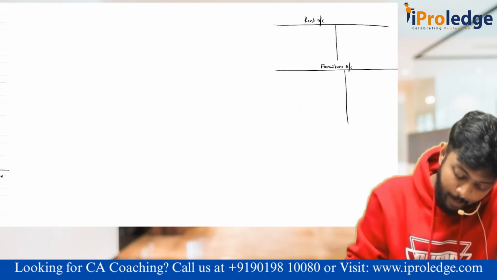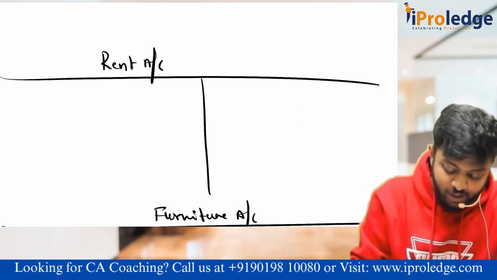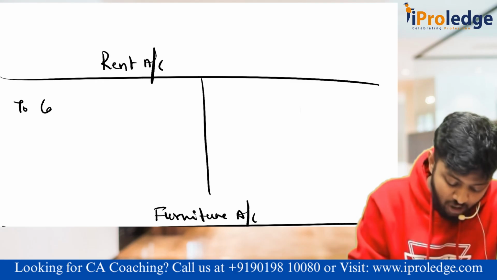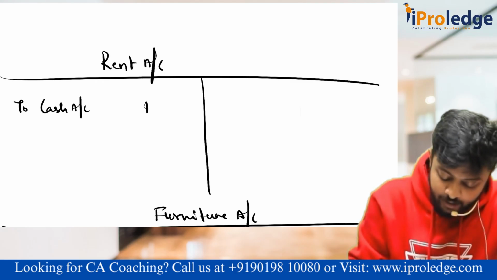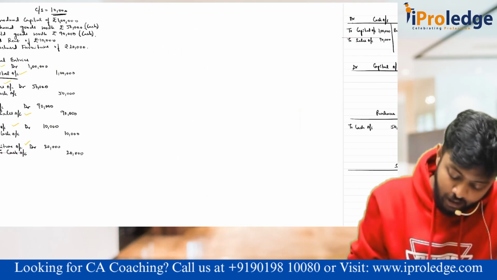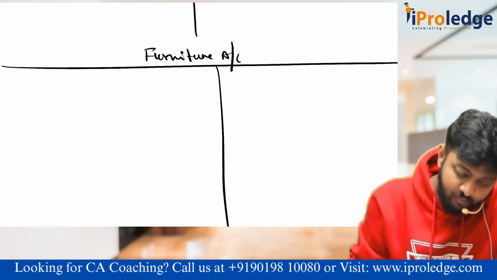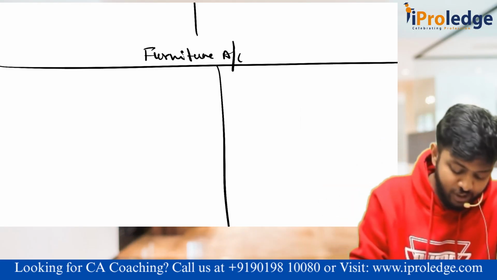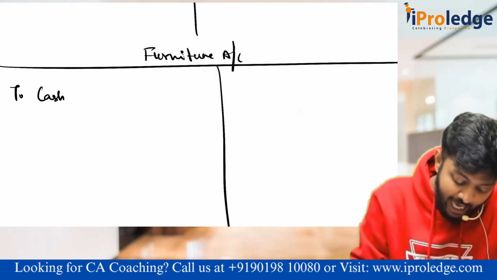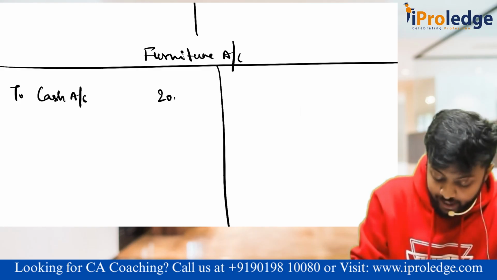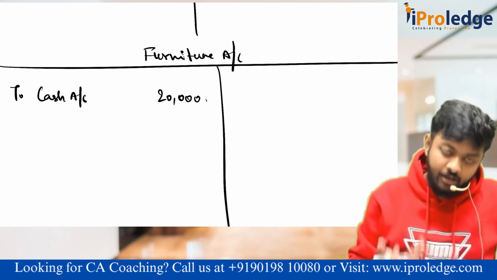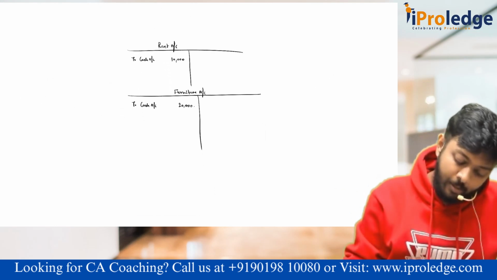Next transaction. I've paid rent of 10,000 rupees. That means rent to cash. Rent is debited. So here also it will come in debit side. The other account is cash. To cash account, I've paid 10,000 rupees. Then I've purchased furniture of 20,000. So furniture to cash. Furniture is debited. So it comes in debit side. The other account is cash account. So to cash account it should be 20,000. Guys, now I'm done with ledger posting also.